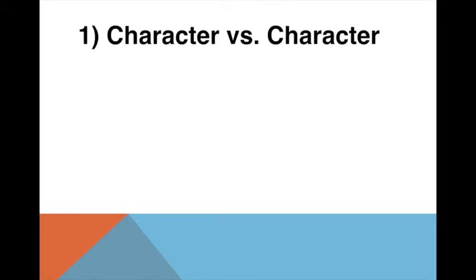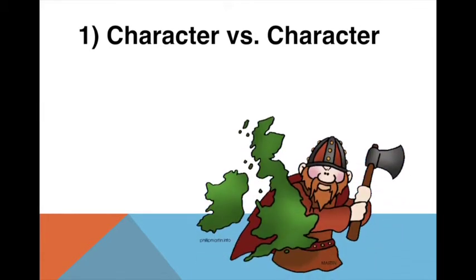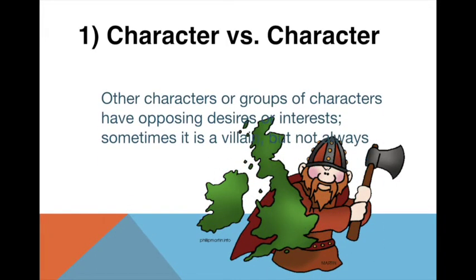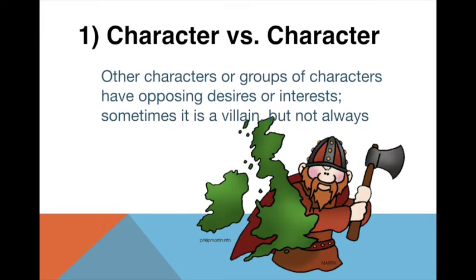So what are the types of conflict? In every piece of literature, books, movies, there are several types of conflict. Let's go over a few, the main ones. The first one is character versus character. So what do you think this is? Let's have a look. In character versus character conflict, usually other characters or groups of characters have opposing desires or interests. Sometimes it's a villain, but not always. Basically, people against other people.